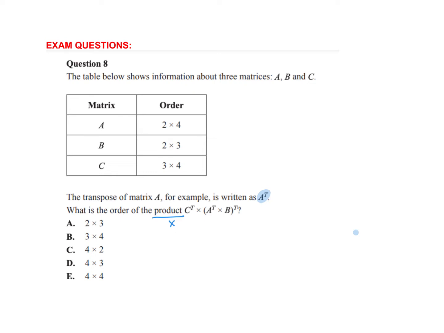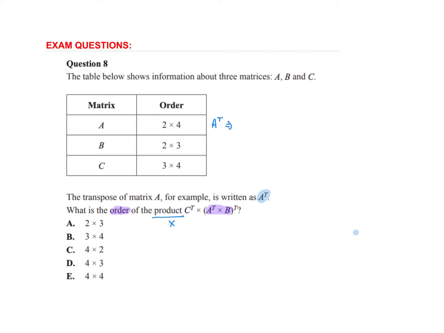So if you have a look at it, we need to follow our normal BODMAS rules. If you had an equation like that, what would you do first? Brackets. The brackets, good. So we're going to do the brackets first. We're just looking at the order though, so we have to use transposed A.